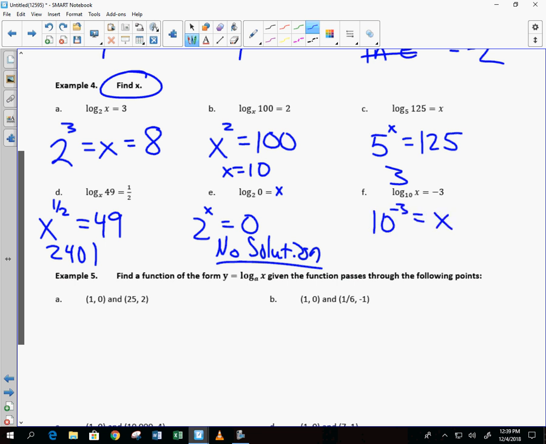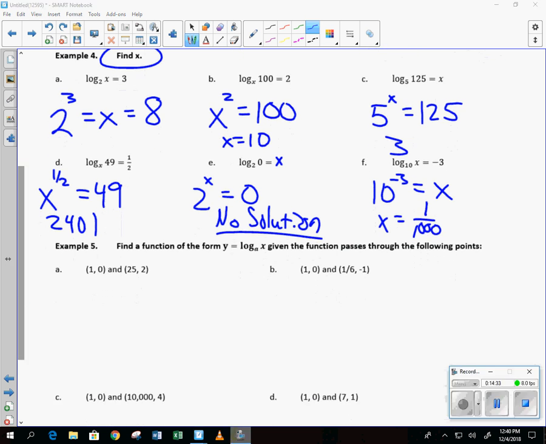Ten to the negative third power is x, so x is 1 over 1,000. We're going to pause there.